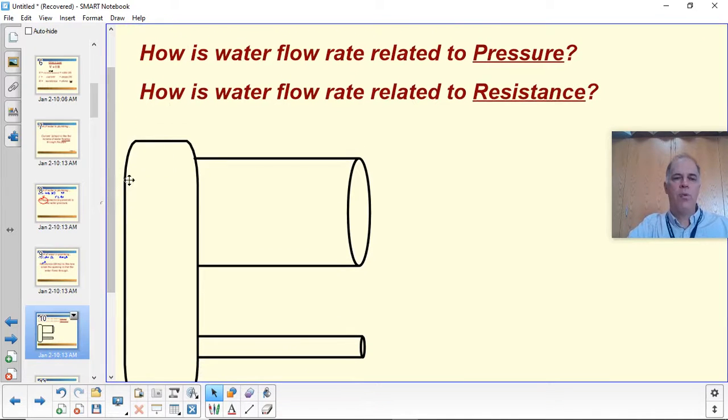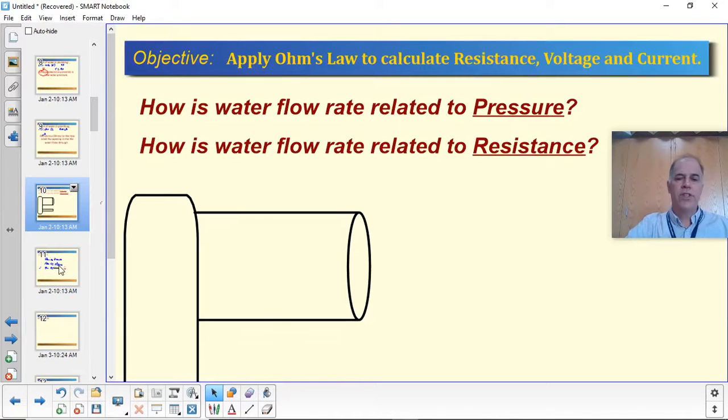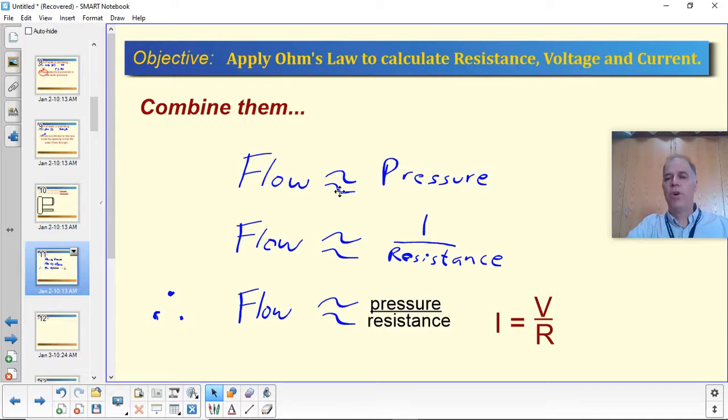So, for example, how is water flow related to pressure? Looking at this big pipe here, suppose we have a water tank with lots of pressure in it. A lot of water is going to come squirting out of this pipe, so you're going to have a high current, a large volume of water flowing through here. Likewise, if you have low pressure in the tank, then it's just going to be kind of dribbling out, and you're not going to have a very large volume of water, so you're going to have a low current. And the way we would relate that is to say that flow is proportional to pressure.